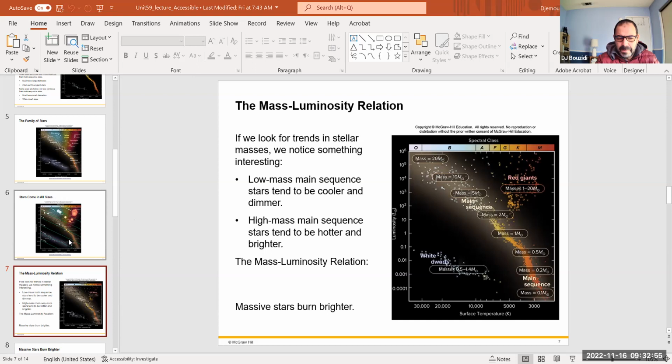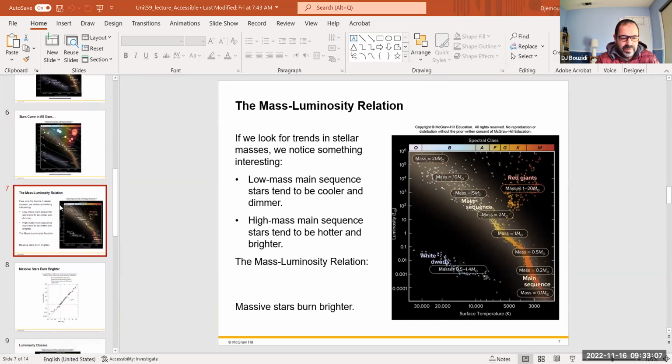It's giving you all kinds of information. The more massive stars, of course, are brighter, and the less massive are dimmer. That's really what all of this information carried in this diagram is. It's a very important classification.